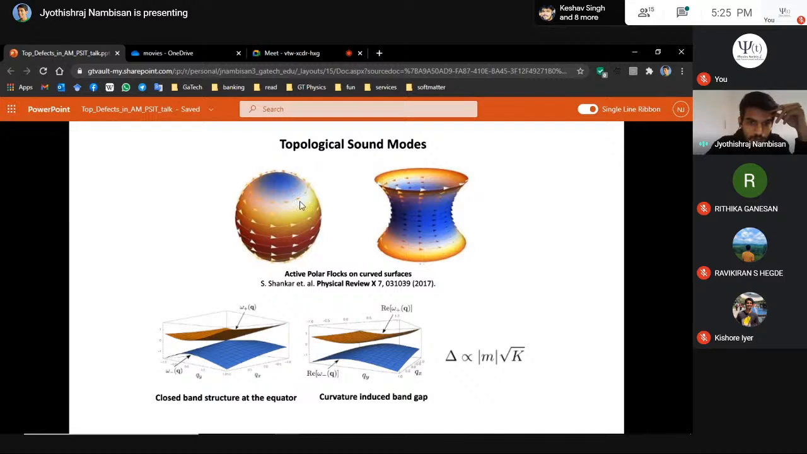But here, the entire sphere or the background or the substrate is not undergoing any motion. This flocking or these sound modes are created purely due to the activity and the curvature of the system. So it's a very beautiful interplay of the two things. Currently we are trying to realize this in experiments, and you have band gaps opening up due to the curvature and things like that.